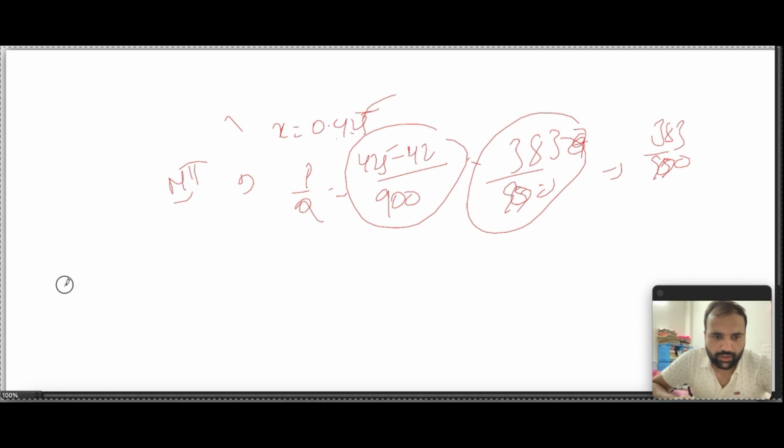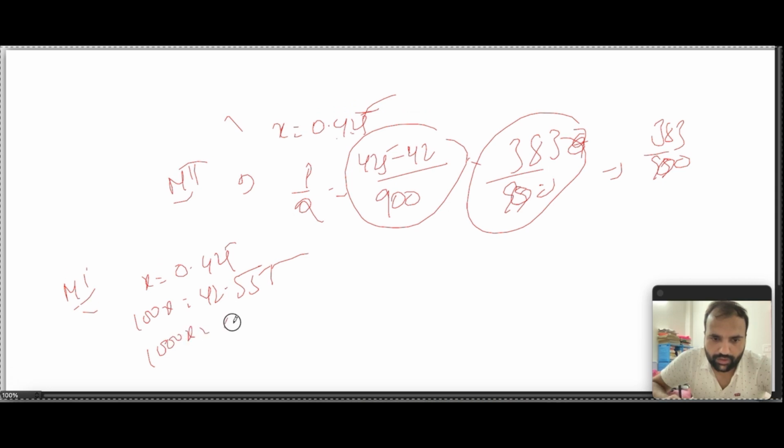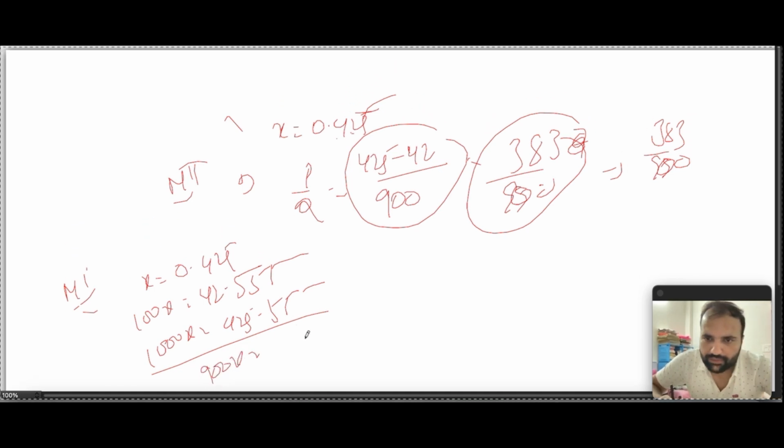So I'll show you method 1 once again. I'll do it. x equal to 0.425, 100x is equal to 42.5555, whatever, and 1000x is equal to 425.555. We subtract over here. We have 900x equal to 383, or x equal to 383 by 900.